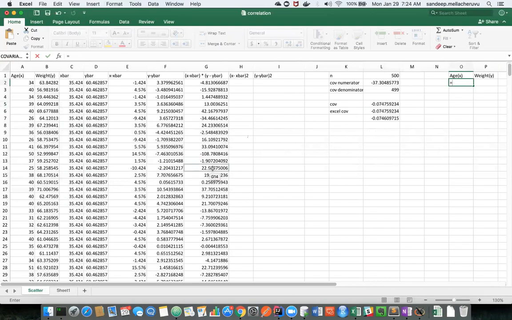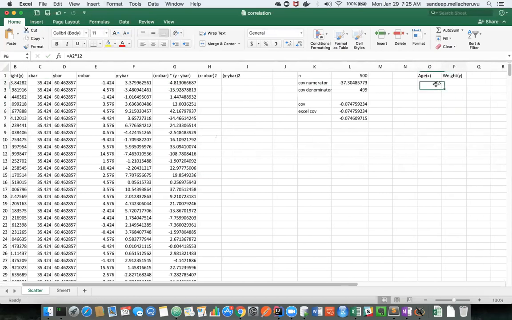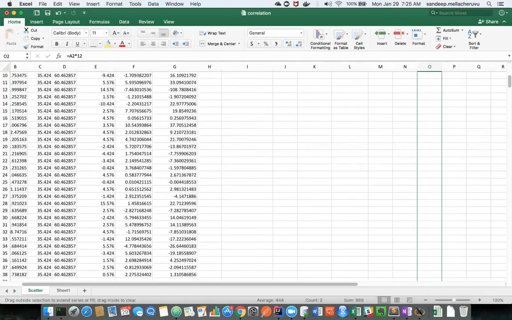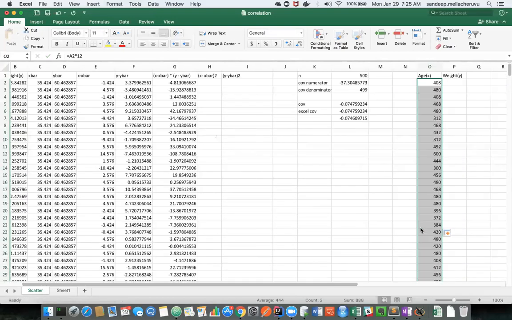Instead of this age, I am converting the age into months, which means for each of these values I am multiplying by 12 months. For example, 34 years means 408 months. Similarly, I do it for all of this data. Sometimes it is not working. That's okay, I'll just drag it. Maybe you need to keep dollar signs in the expression.